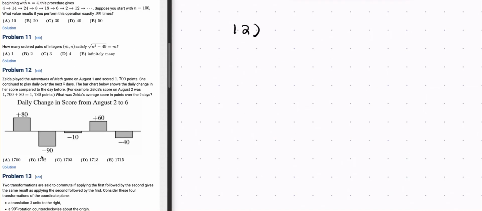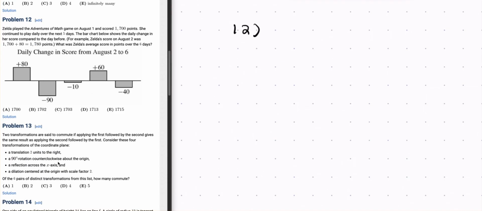Zelda played the Adventures of Math game on August 1 and scored 1,700 points. She continued to play daily over the next 5 days. The bar chart shows the daily change in her score compared to the day before. What was Zelda's average score in points over the 6 days?